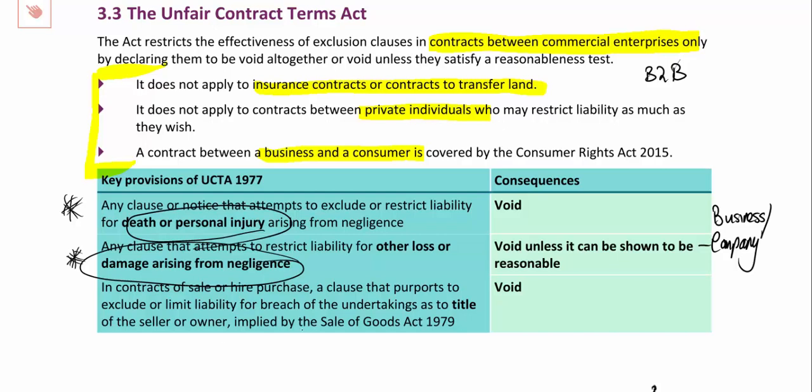There's also a provision here about contracts which try to exclude liability for the condition as to title. Now, that is basically a provision that's implied by the Sale of Goods Act, which says that anybody who sells items is assumed to actually own them at the time they sold them. And it's not possible to exclude that implied contract term.